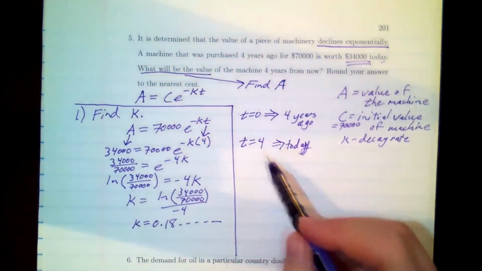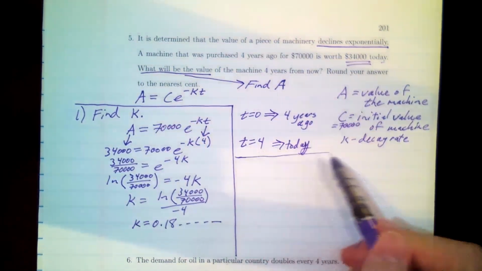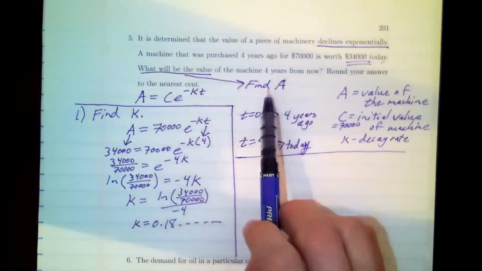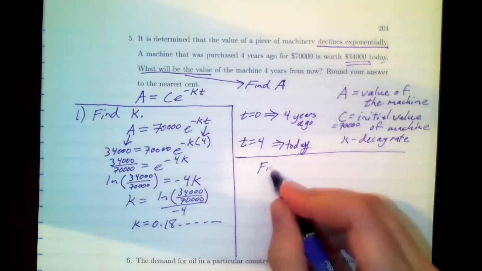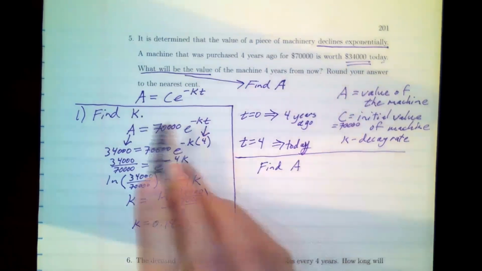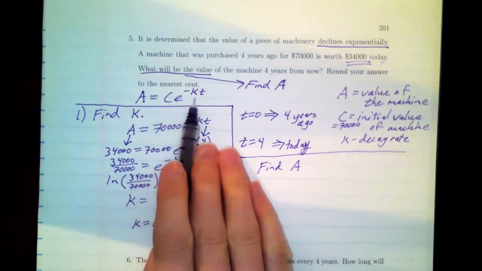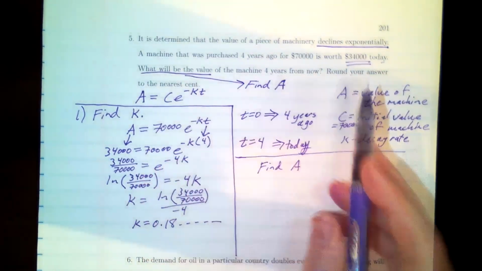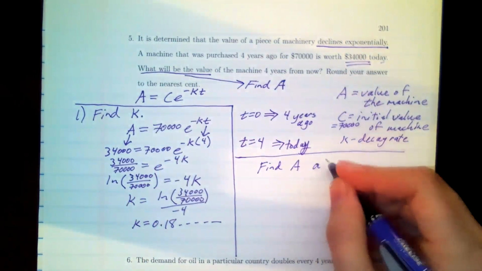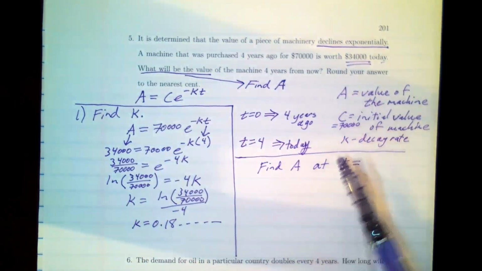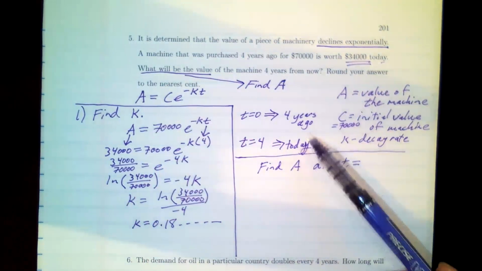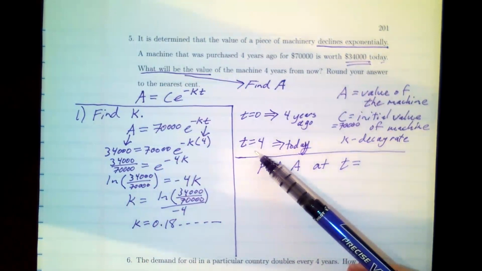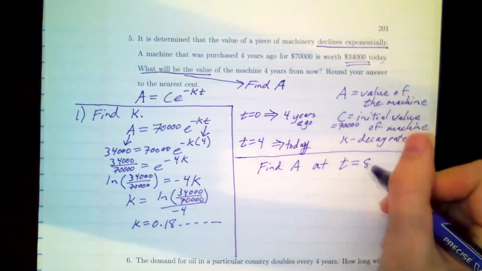So now I can get to answering the question. It says, what will the value of the machine be 4 years from now? That means they want you to find A. So I know what C is. I know what K is now. What is T 4 years from now? I'll need to plug in a value for T. So if 4 years ago is T equals 0, and today is T equal 4, then 4 years from now is T equal 8.